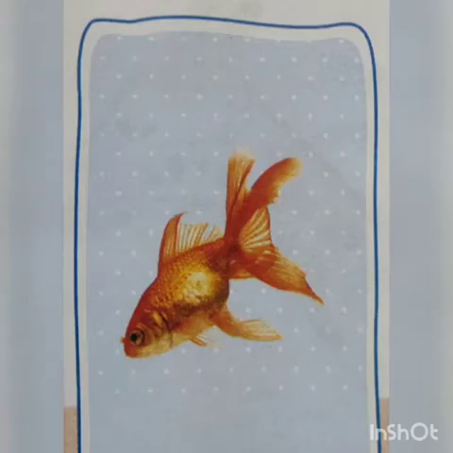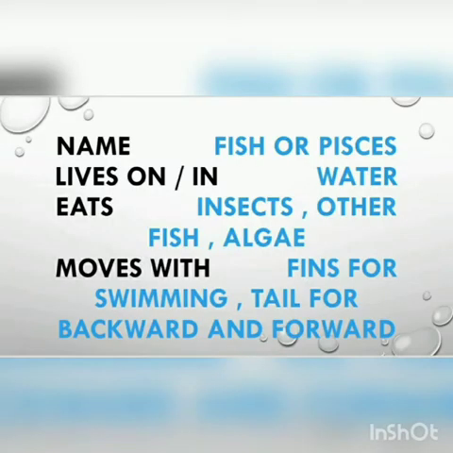Second picture is of fish. Fish lives in aquatic habitats, that is water. Fish eats insects, bloodworms, other fish, moves with fins for swimming, tail which make them move backward and forward.